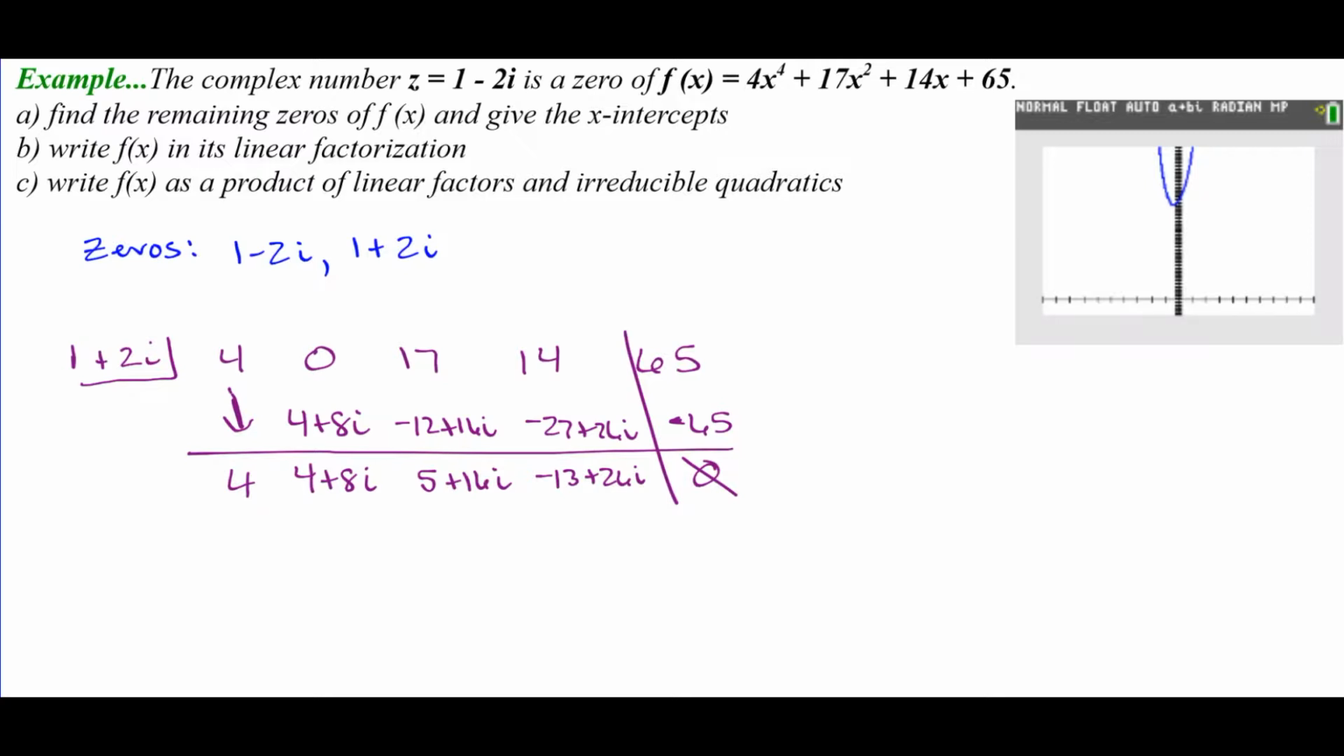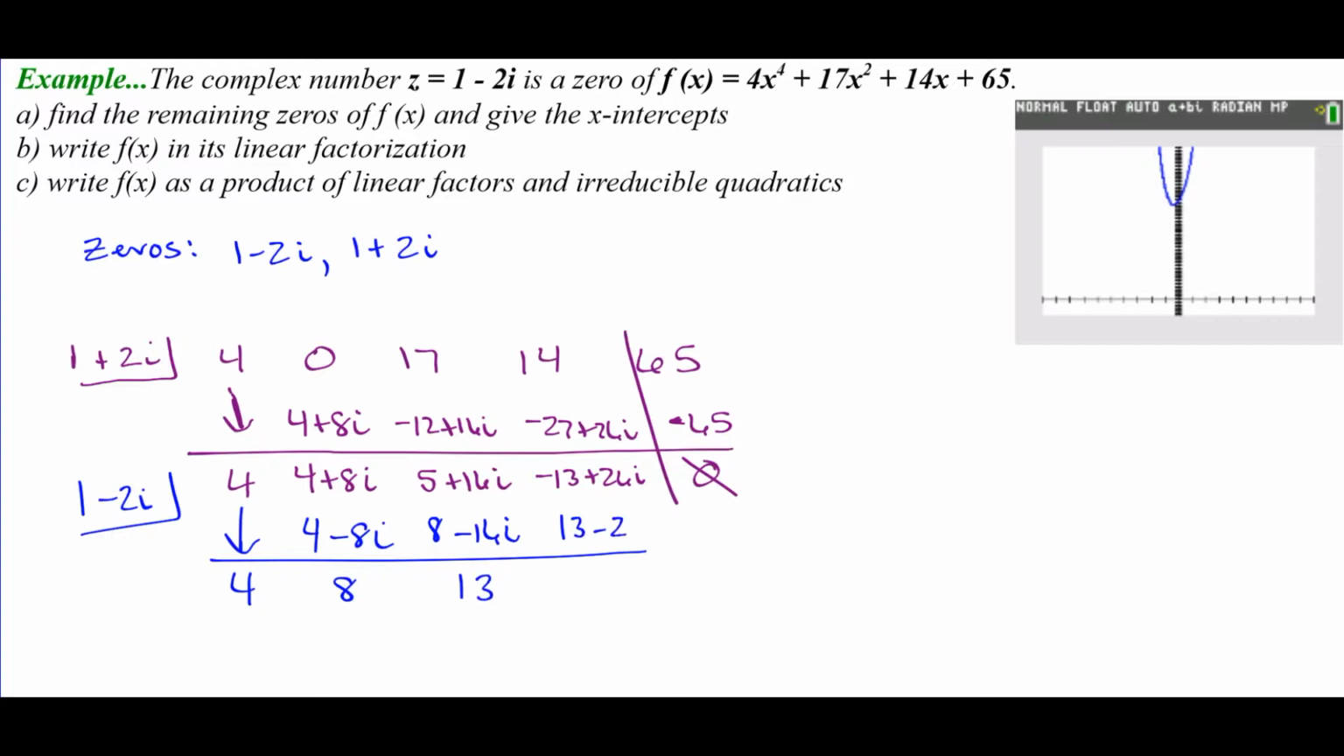So next I'm going to divide by my other zero, which is 1 minus 2i. So then I'm going to bring down the 4. Then this is going to give me 4 minus 8i. So the 8i's are going to cancel out, and I'm going to have 4 plus 4, which is going to give me 8. So then this is going to give me 8 minus 16i. Again, the i's are going to cancel out. 5 plus 8 is going to give me 13. And then this is going to give me 13 minus 26i, which will all cancel out and give me 0.